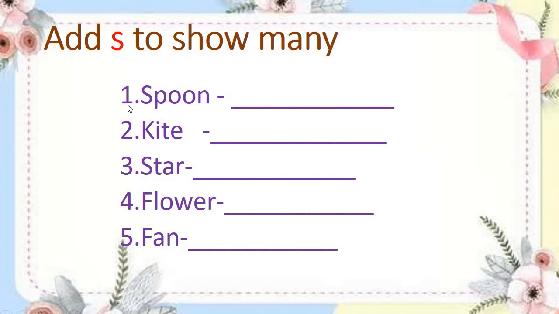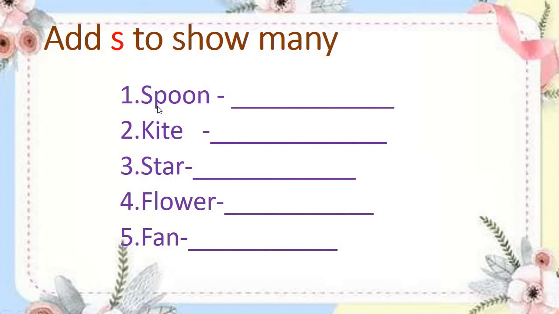Now see number 1. It is spoon. S-P-O-O-N. Spoon. What you have to do in spoon? You have to add S. Do you know this? Okay. You all answer. Come on, you know this. All answer me. What will be the spelling here? Can you guess? See, S-P-O-O-N. Now you have to add S.